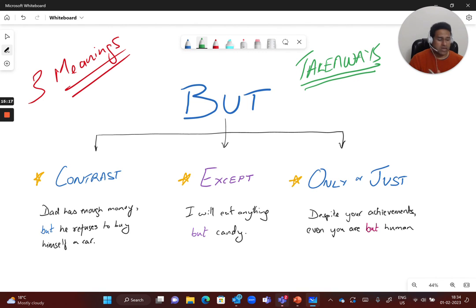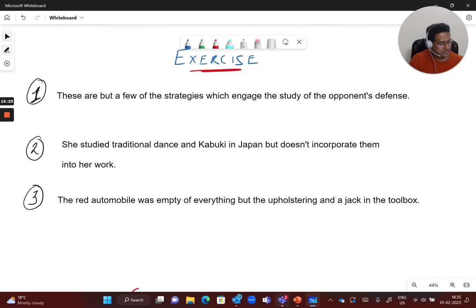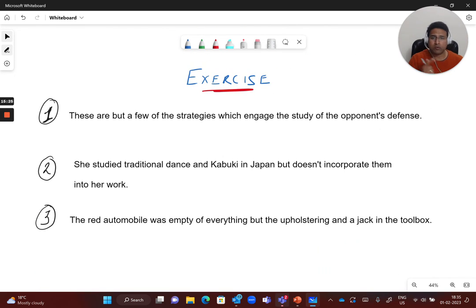Alright, I'm going to leave you now with an exercise. These are three sentences that have "but" in them. What I want you to do is to figure out the meaning and role of "but" in each of these sentences.